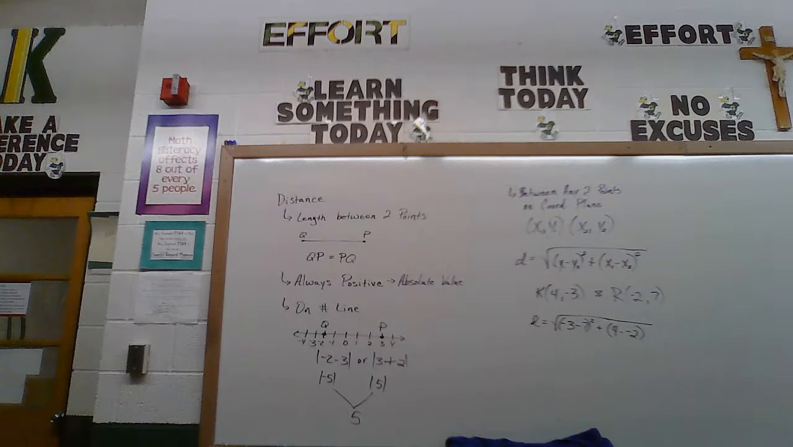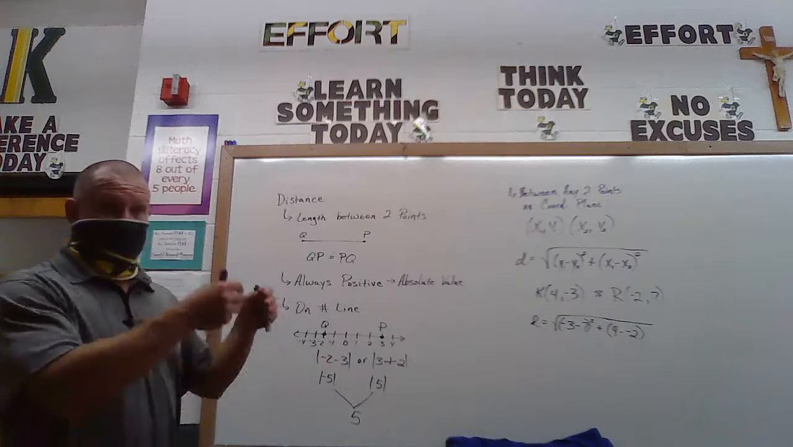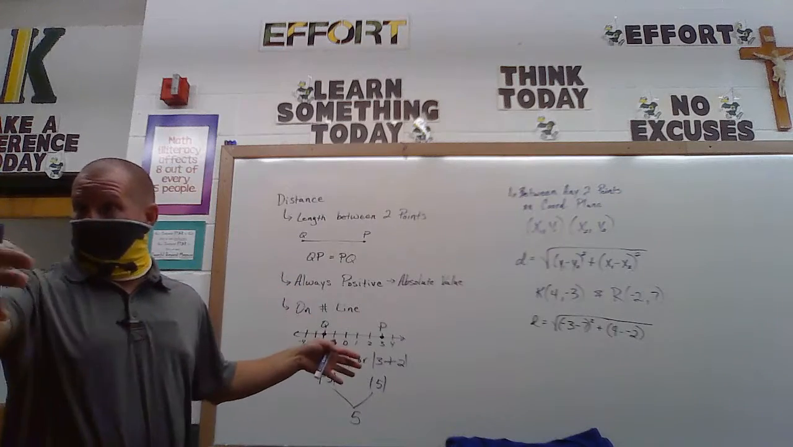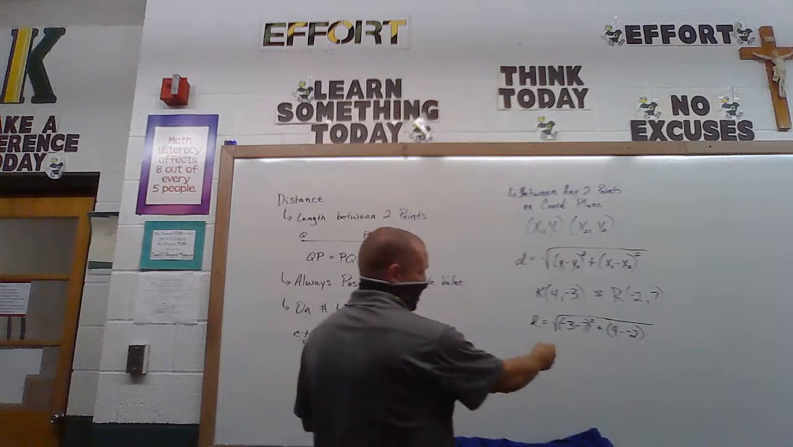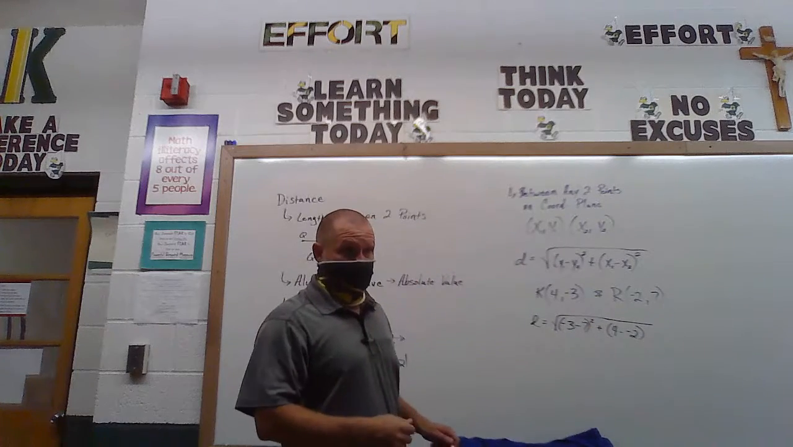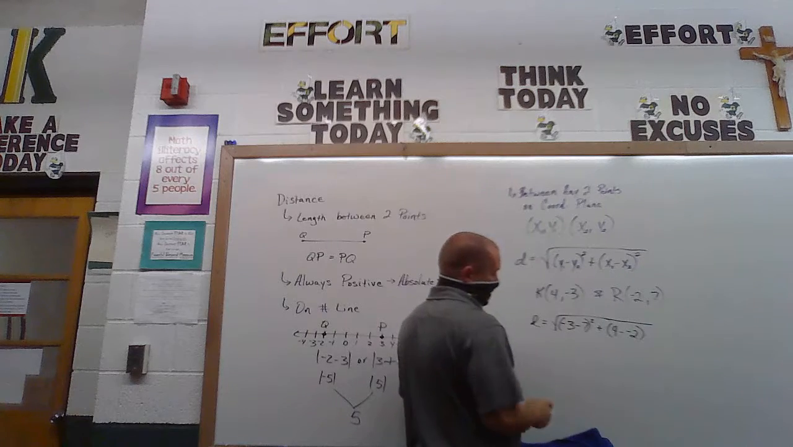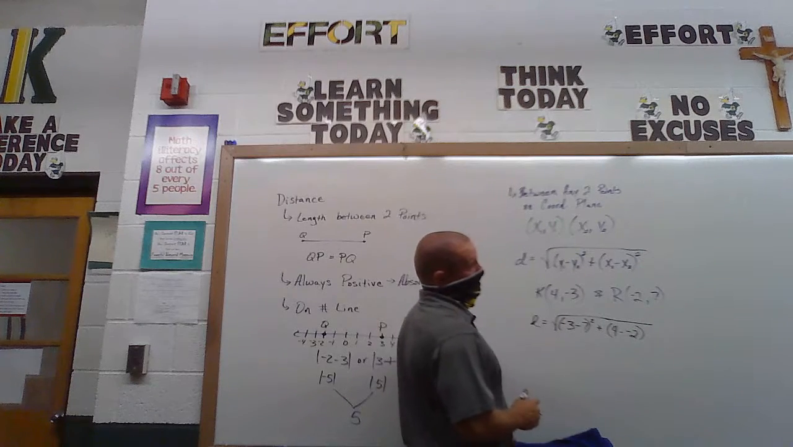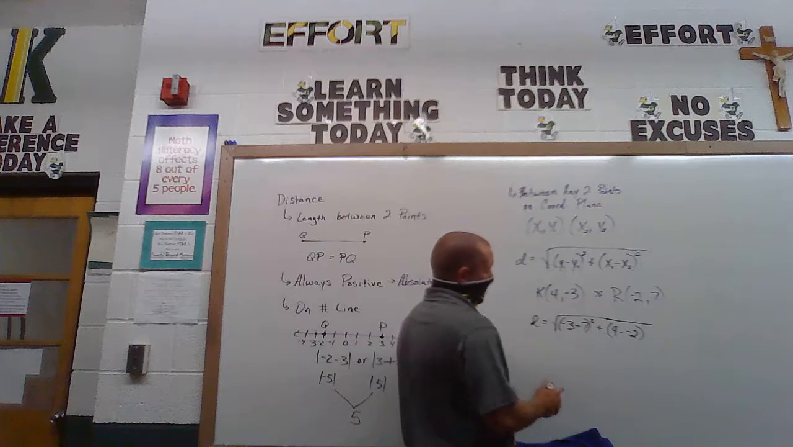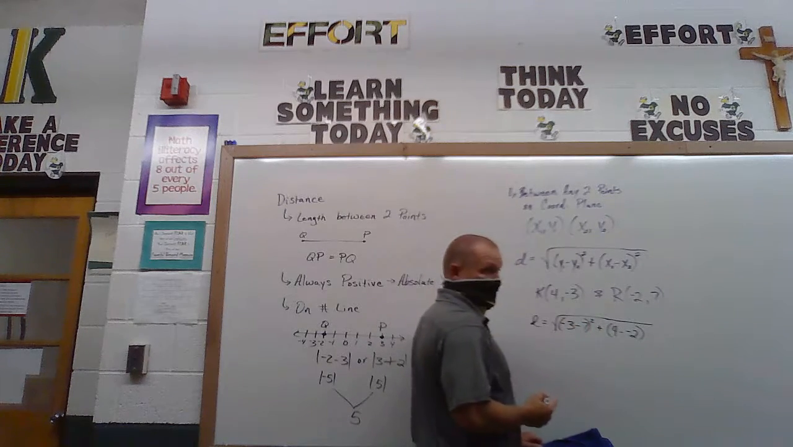PEMDAS, right? The order of operations says that I have to start out with my P's or my parentheses. And when I'm working with my parentheses, I'm always working inside out. So that's why I gotta go inside here and simplify and then do my E or my exponents. So what's negative 3 minus 7? Negative 10. Negative 10 squared. 100.